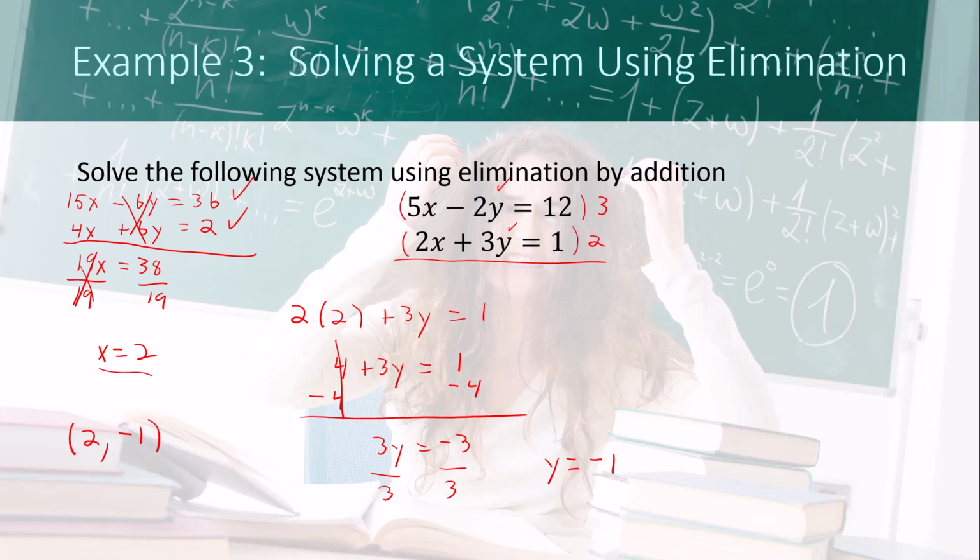Does that work? Well, let's go ahead and find out using the first equation. 5 times 2 minus 2 times negative 1. Well, that's just going to be 10 plus 2, which is equal to 12. So it does indeed work out.